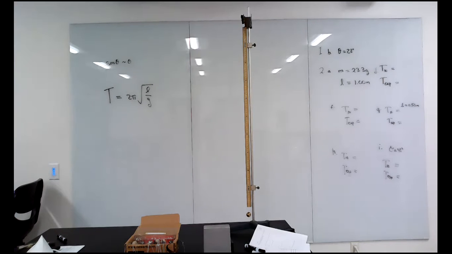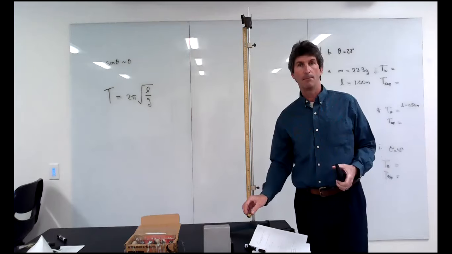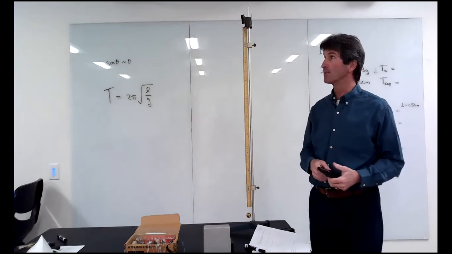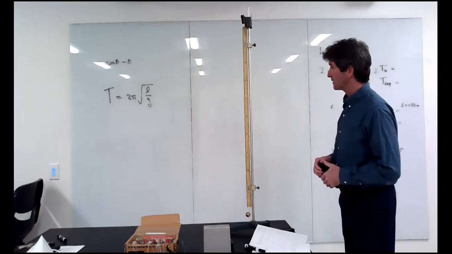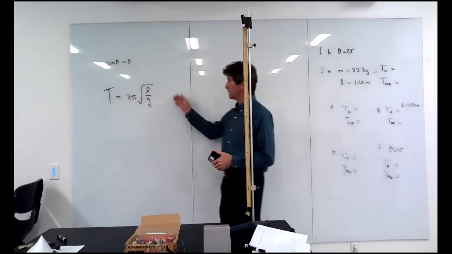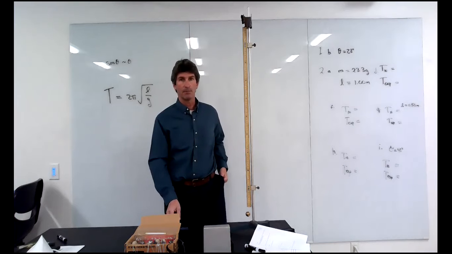Here we have our setup. This is a pendulum bob that is suspended. This one is at 1 meter, so it's going to be the first one that we do. But before we start that, we should remind ourselves of the equation for a simple pendulum.